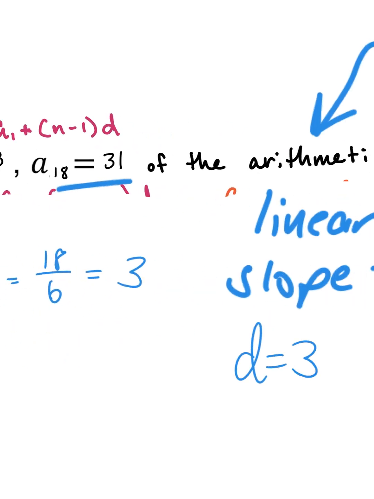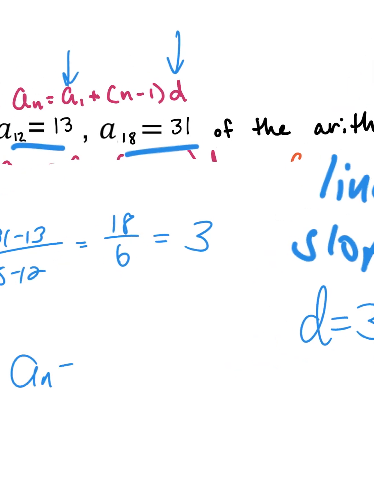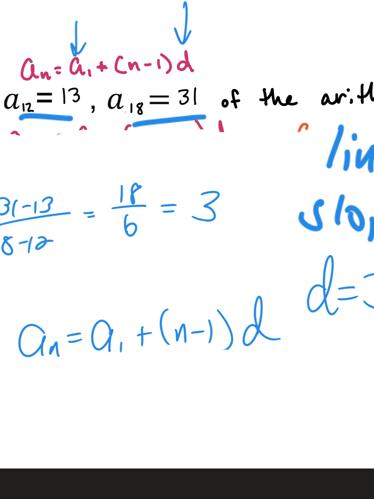What do you need in order to write your formula? You need the common difference and what? The first term. Now, you can use either point that they gave you to find the first term. I always use the one that's closest, or the smaller term, the one that's closer to the first term. Which term is closer to the first term, the 12th term or the 18th? Okay, so I'm going to say a sub n equals the first term, I don't know what it is, plus n minus 1 times d. I'm going to use the 12th term to find the first one.